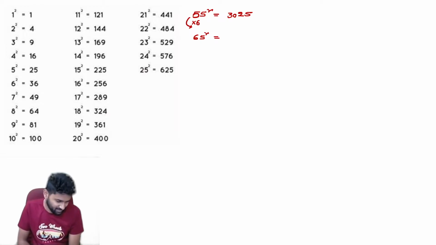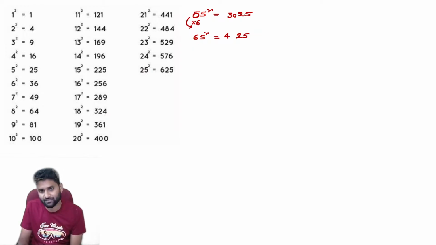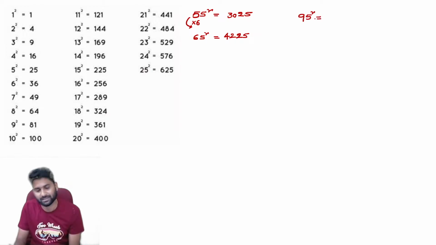Very good, Nana. 65 square: last two digits are 25. 6, next number is 7. 6 sevens are 42. 4225. Now, hope you understand this method. So, what is the value of 95 square?